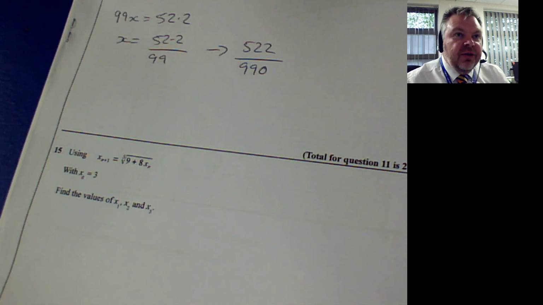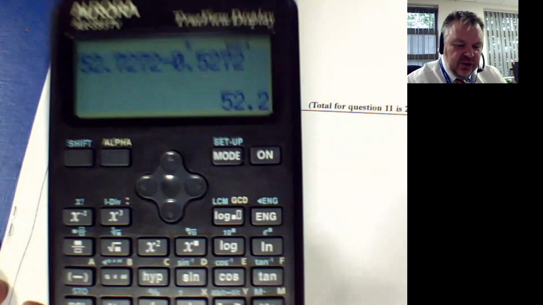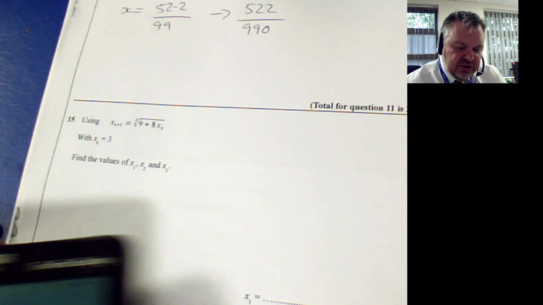Okay, let's keep moving through them. Next one, we've got an iteration question. Again, this is where your calculator comes in. These questions, let's just have a quick look. There's 3 marks for this.